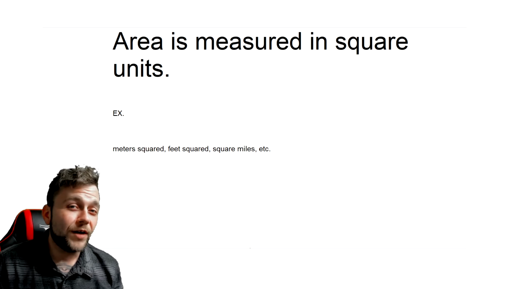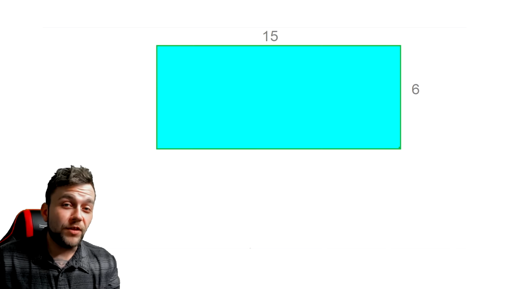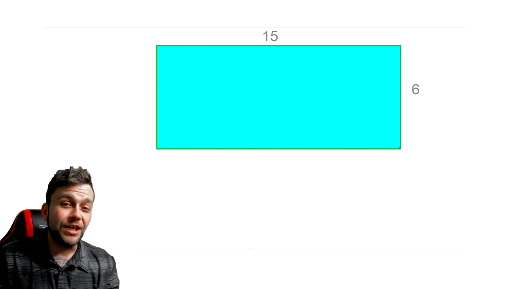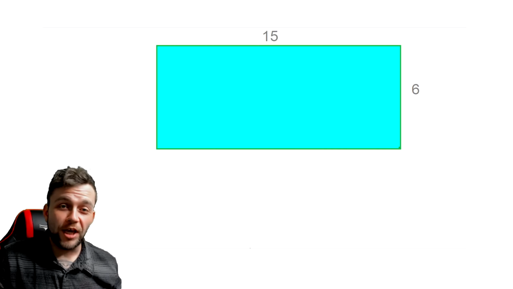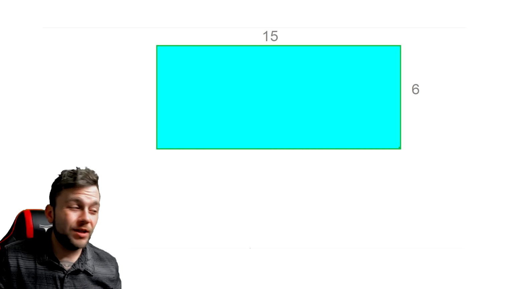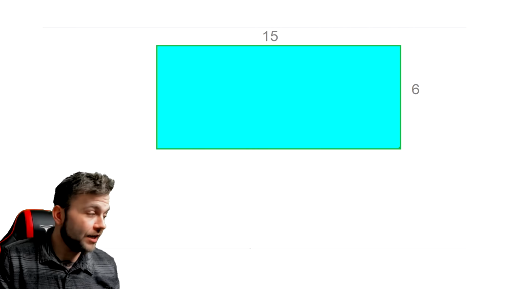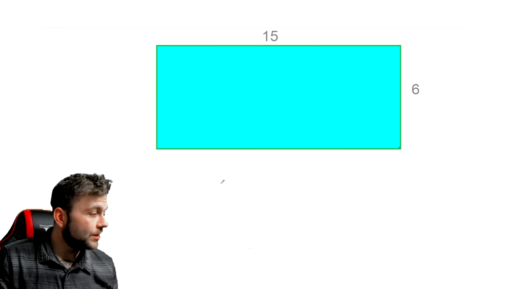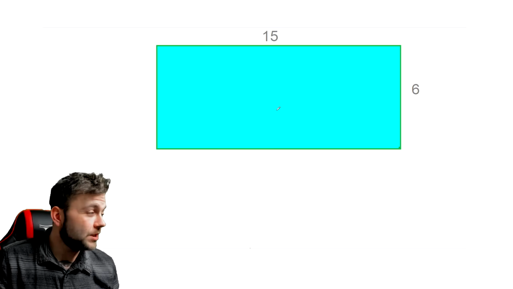So let's go into an example problem. We'll start off with a very, very easy example problem, and then we'll move on from there. I'll start off with the area of a rectangle. Here I have this blue rectangle, and its length is 15, and its width is 6. The way you find the area of the rectangle is to multiply the 15 times the 6, and that's how much space this blue area is taking up.